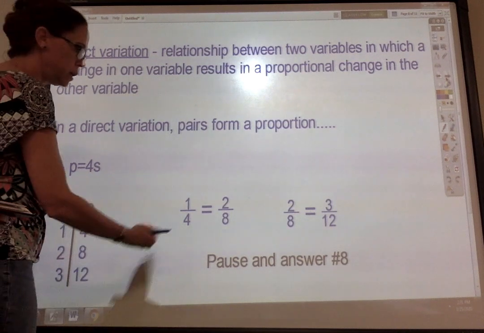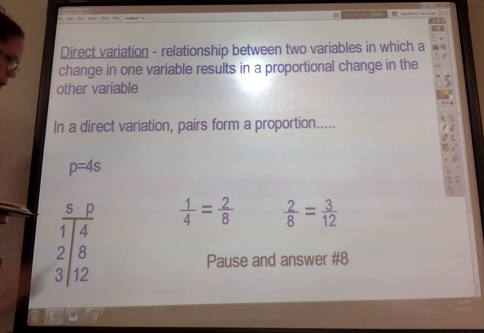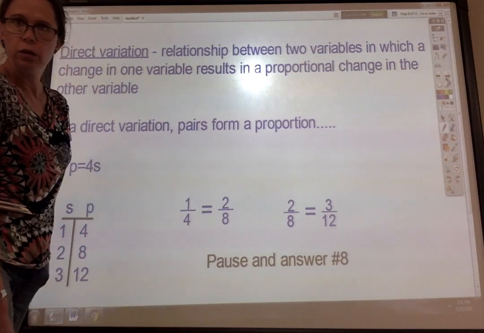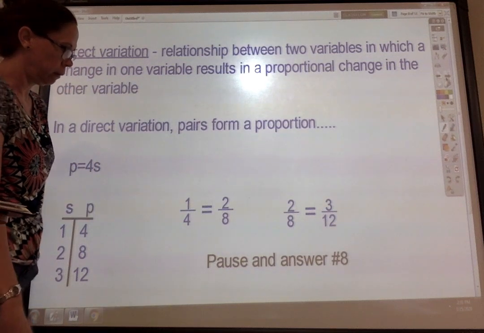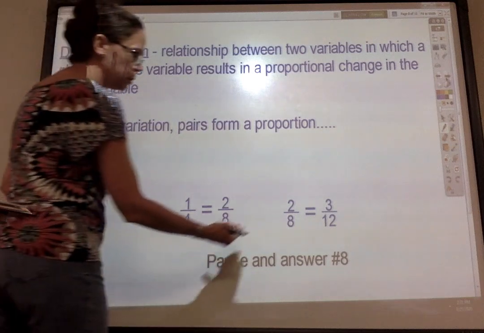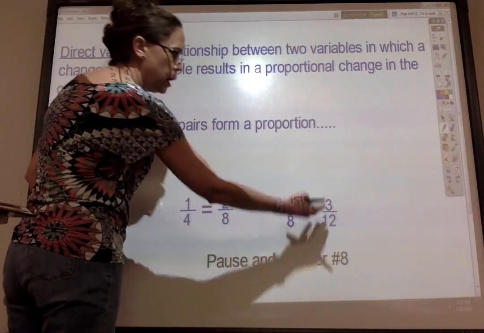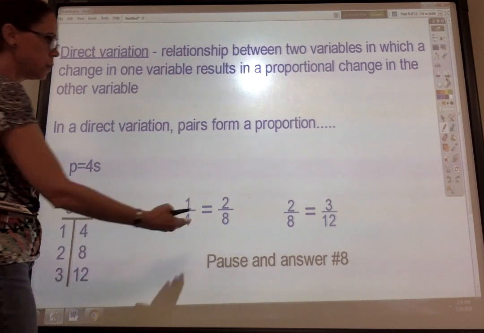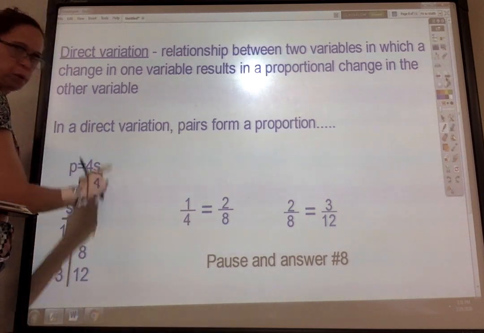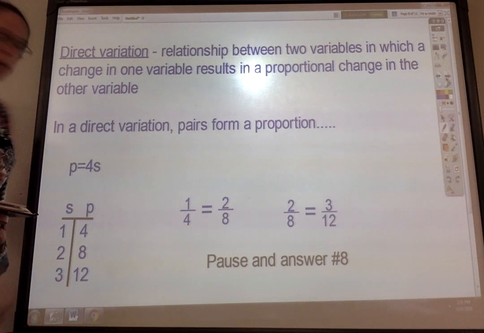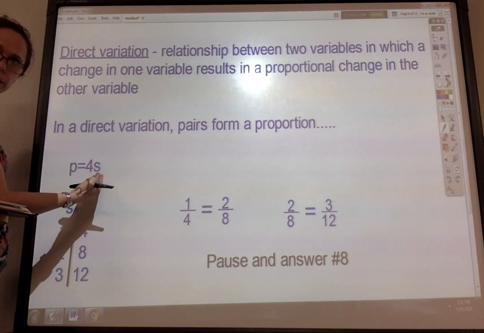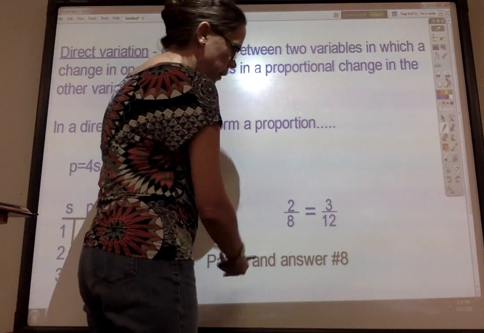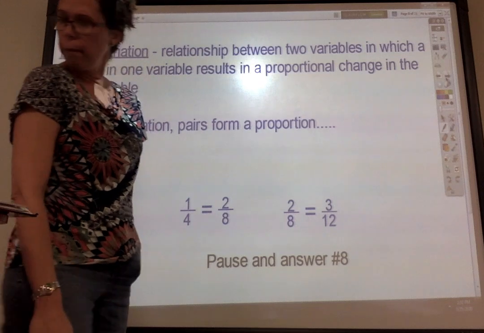Well, let's see if these pairs form a proportion. 1 and 4, 1 is to 4 as 2 is to 8. Do those form a proportion? Yes. Let's look at the second 2 pairs, or the last 2 pairs. 2 is to 8 as 3 is to 12. Do those form a proportion? Yes. So that means this relationship is a direct variation. As my sides increase in length, my perimeter increases. Go ahead and pause the video and answer number 8.